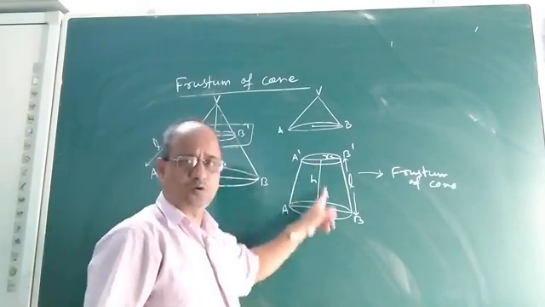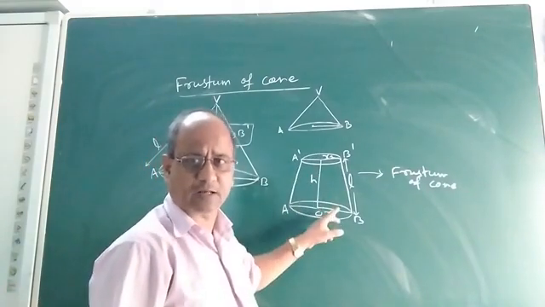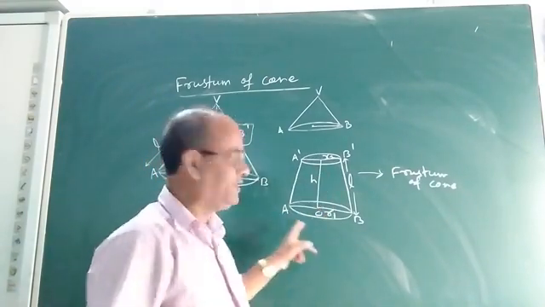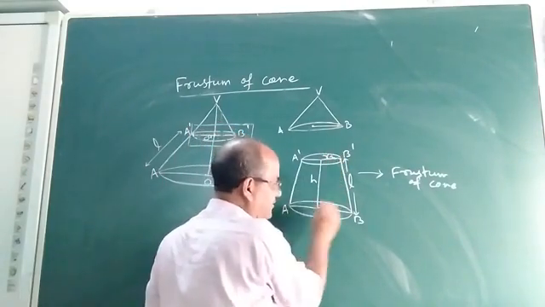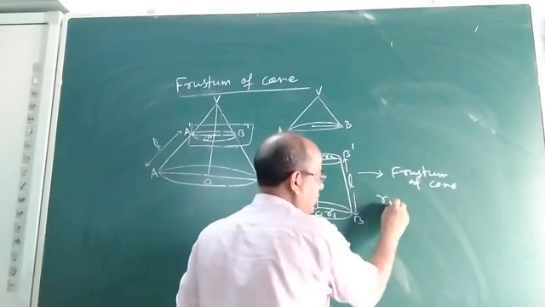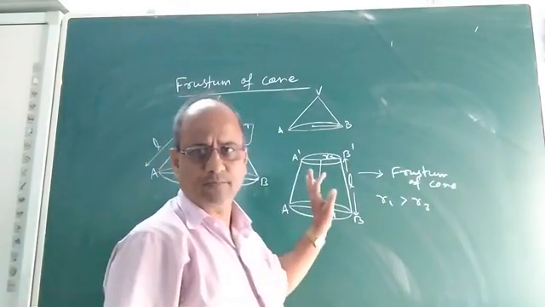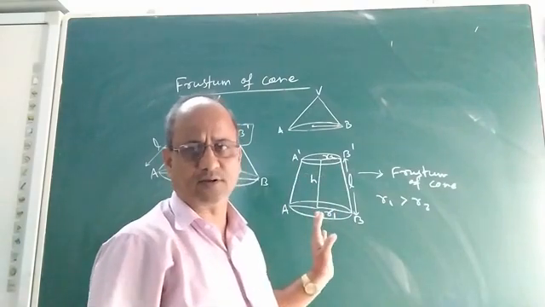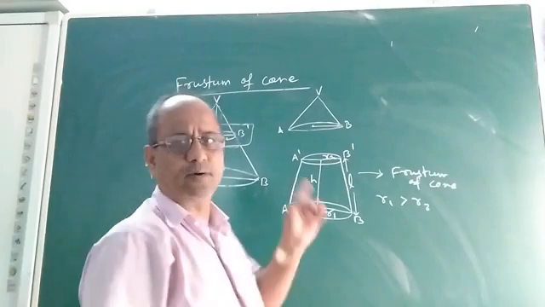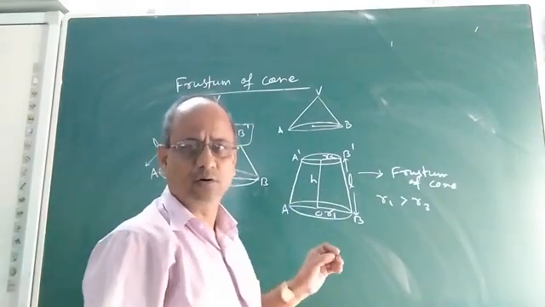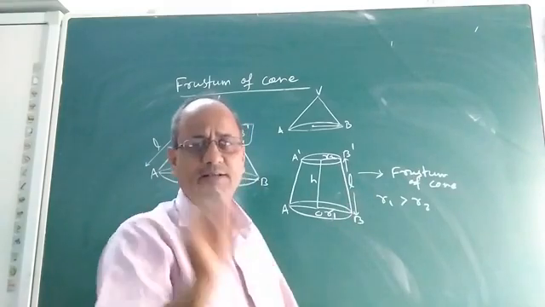Now the two ends, upper and lower ends, are plane figures or circles of different radii. Suppose the radius of this end is R2 and the radius of this end is R1, such that R1 is greater than R2. So what did you come to know from this discussion? That if a plane is cut parallel to the base of a cone, the resulting solid is called a frustum of cone.